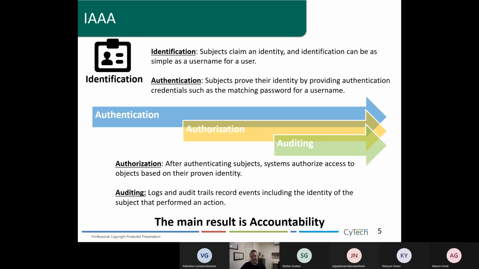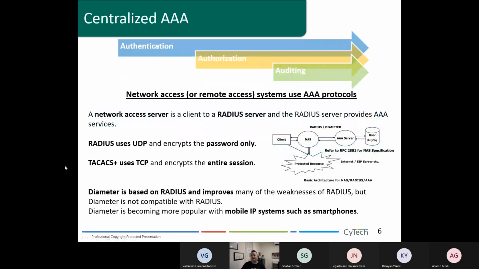The bottom line of the whole IAAA model together is the accountability of that subject. We can say, you did what you did because I allowed you to do that within my organization, and this is how I know that you actually did what you did. So when we look at controls and techniques in order for us to achieve all this, we can look at techniques in the AAA model.